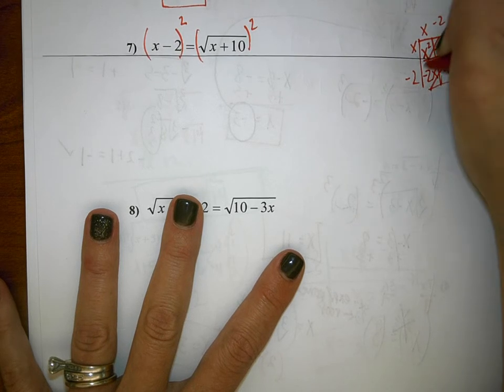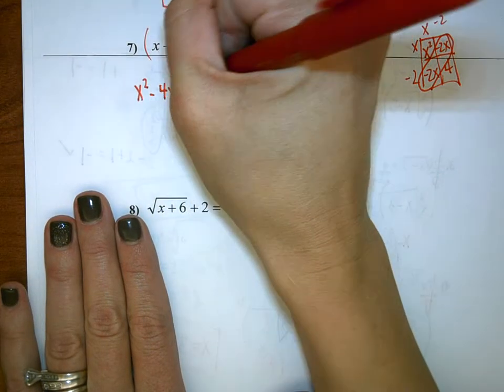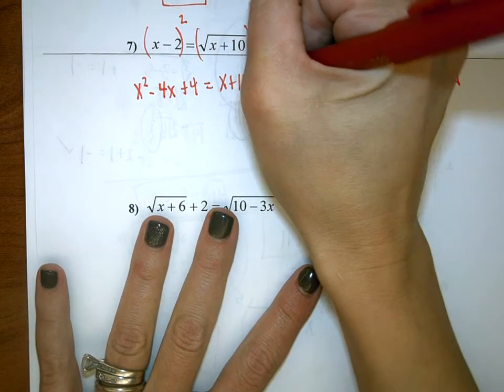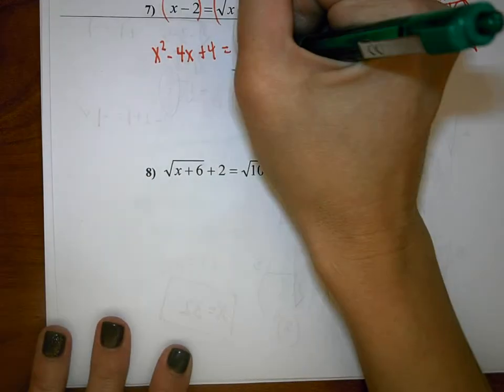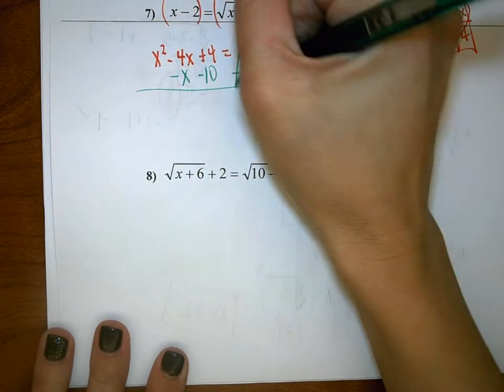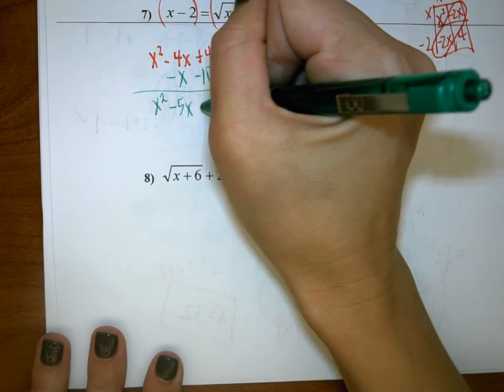So what does that end up equaling? Negative 4. Good. X squared minus 4x plus 4 equals what? X plus 10. Okay. Who thinks they know what the next step is on this equation? Subtract x and negative 10. And why are we going to subtract x and negative 10? To set it equal to 0 so that we can factor. That's right. So we want this set equal to 0 so that we can factor and solve for x. We get x squared, negative 5x, negative 6 equals 0.